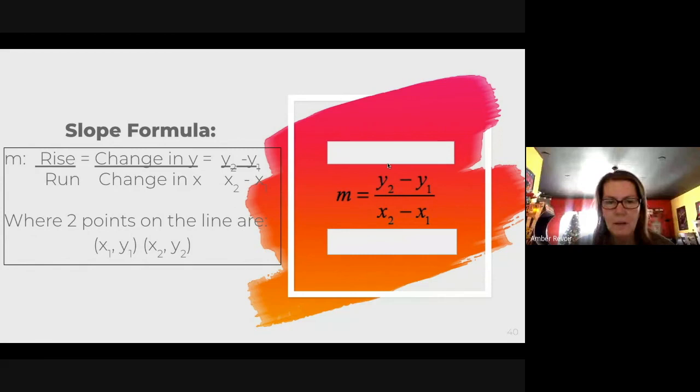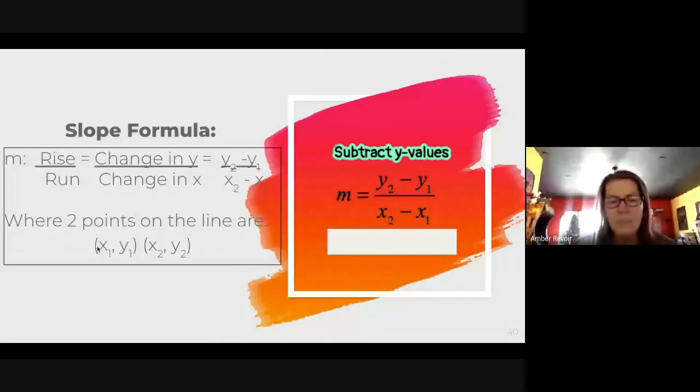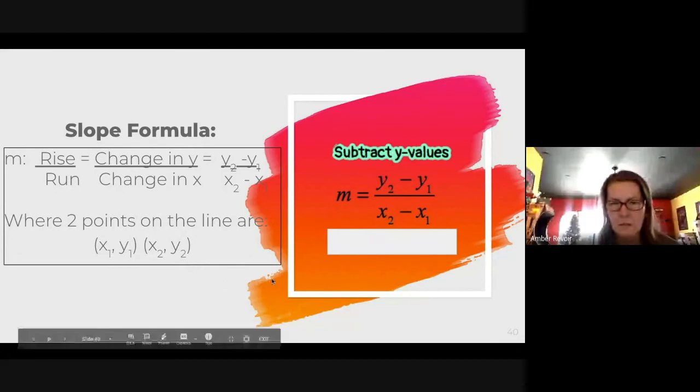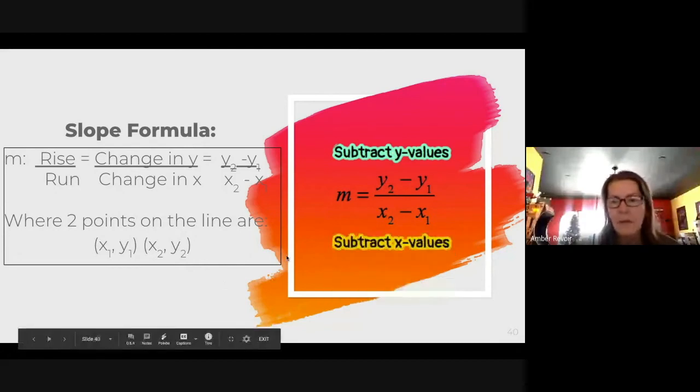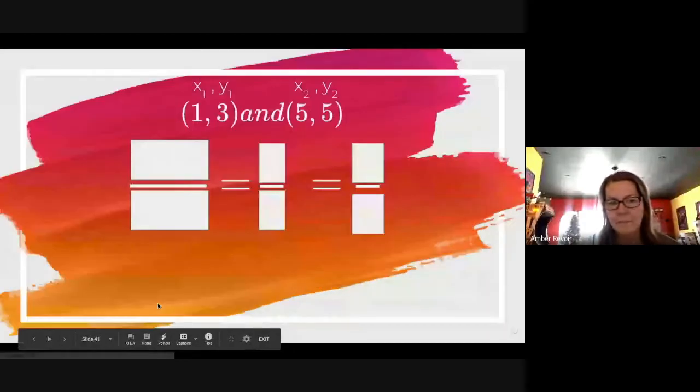We take the second pair and subtract the X from the first ordered pair. So you do need to make sure that the place in your ordered pair matches up in your fraction. If you're taking the Y from here first, you have to take the X from here first, okay? And subtract those X values. So here we've got 2 ordered pairs.